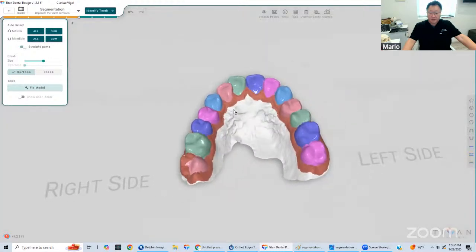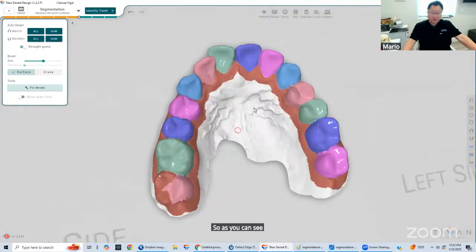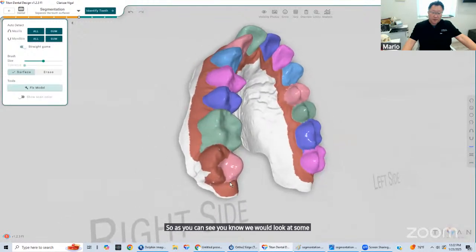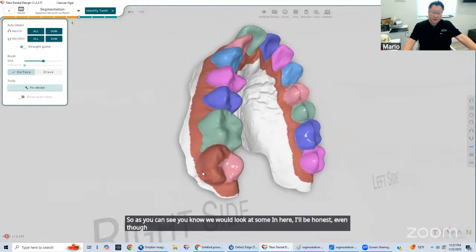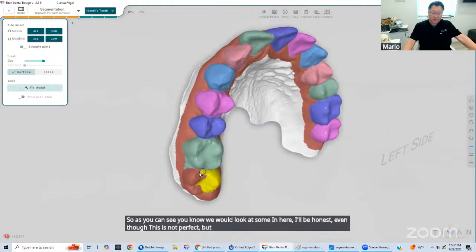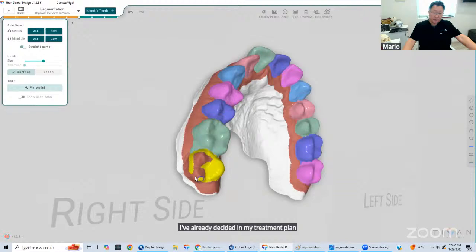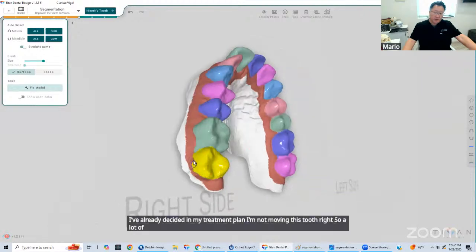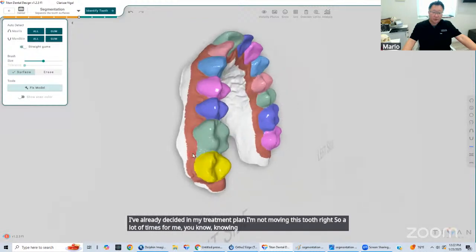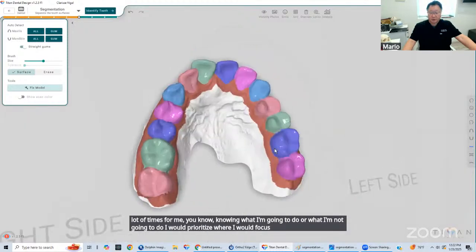So as you can see, we would look, and something in here, I'll be honest, even though this is not perfect, but am I really moving that tooth? I've already decided in my treatment plan I'm not moving this tooth, right? So a lot of times for me, knowing what I'm going to do and what I'm not going to do, I would prioritize where I would focus when I do treatment plans.